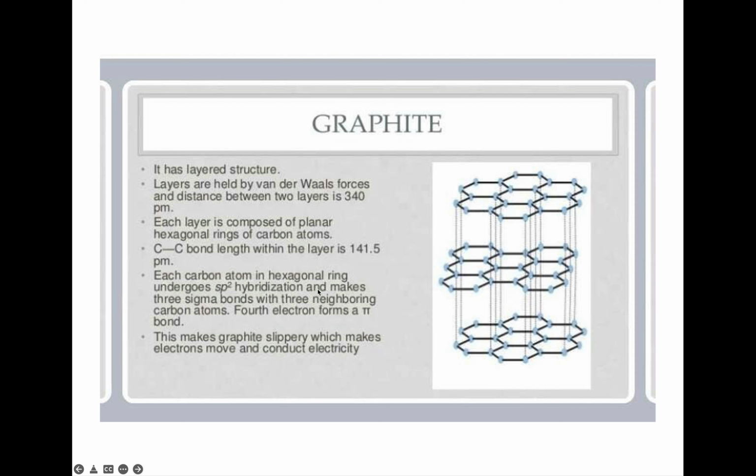Okay, each carbon atom in the hexagonal ring undergoes sp2 hybridization, and it makes 3 sigma bonds with 3 neighboring carbon atoms, and the 4th electron forms a pi bond. So this is why graphite is slippery, and so that electrons can move about, conducting electricity. So this is all we have got to know about graphite structure and properties.